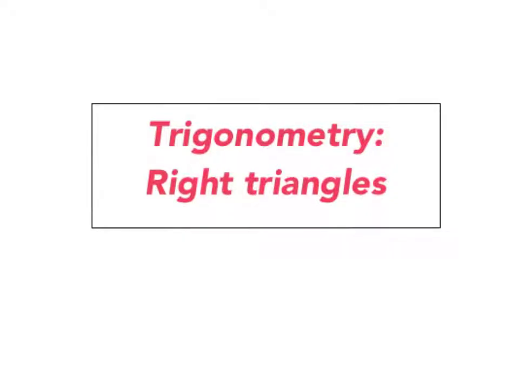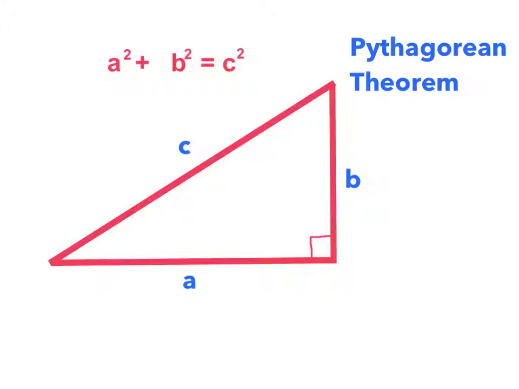Trigonometry is the mathematics of triangles. And right triangles have very special relationships that we're going to learn about today. The first relationship we're going to look at is the relationship between the lengths of the sides.